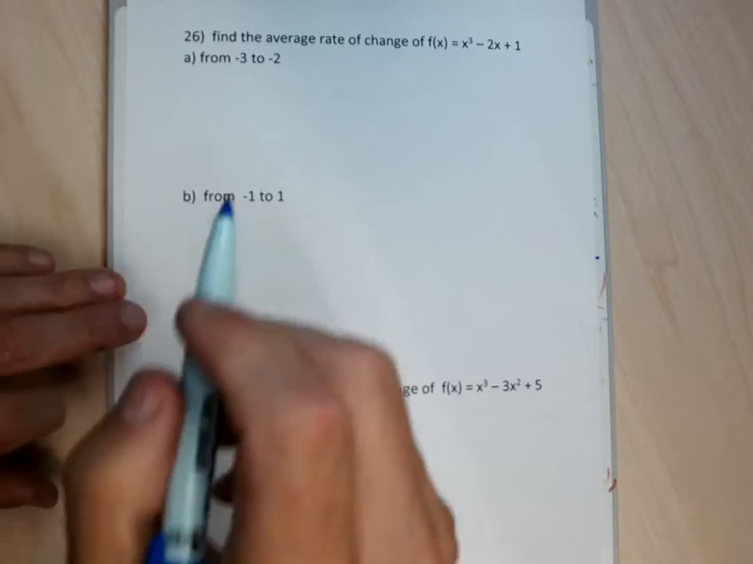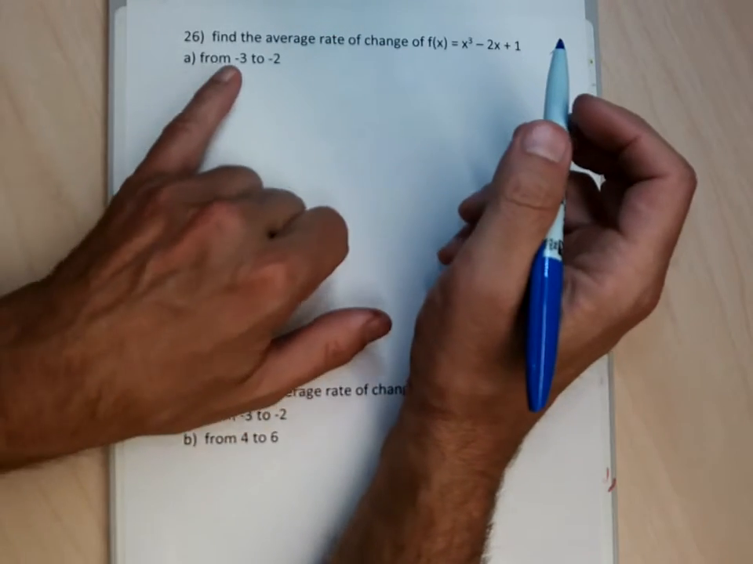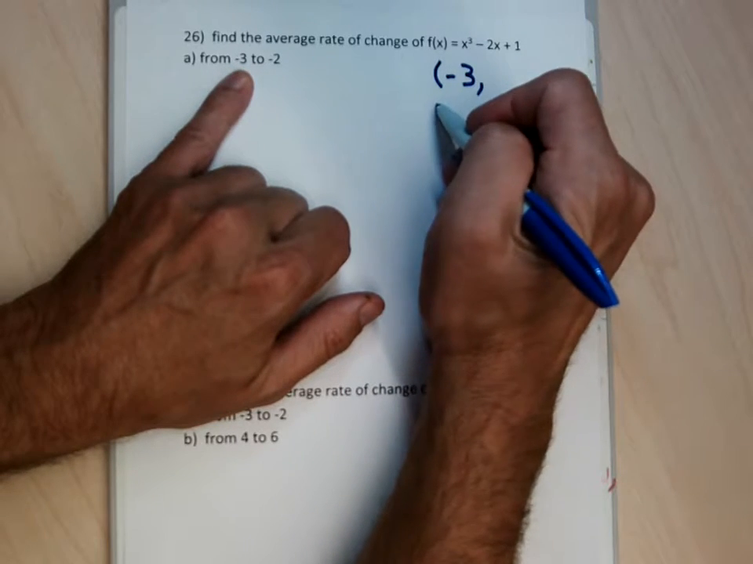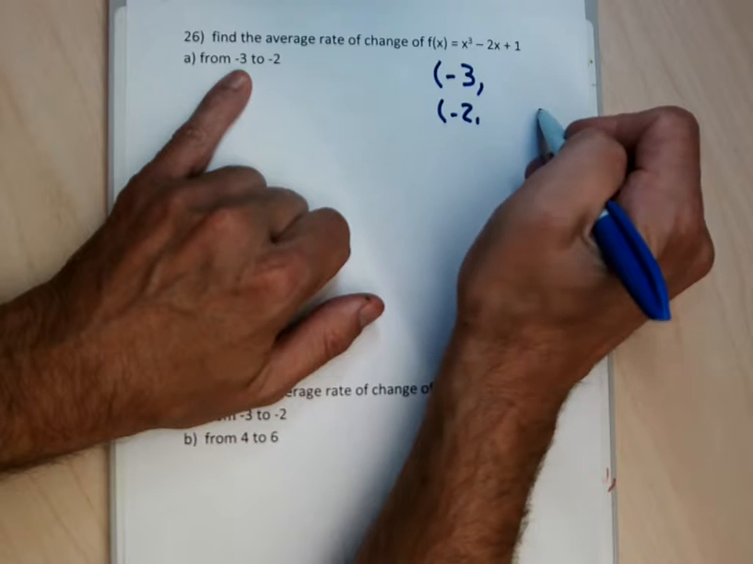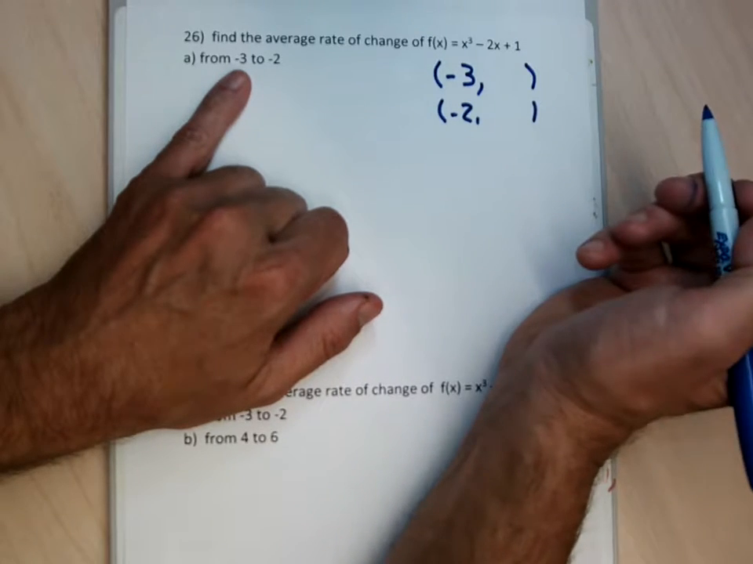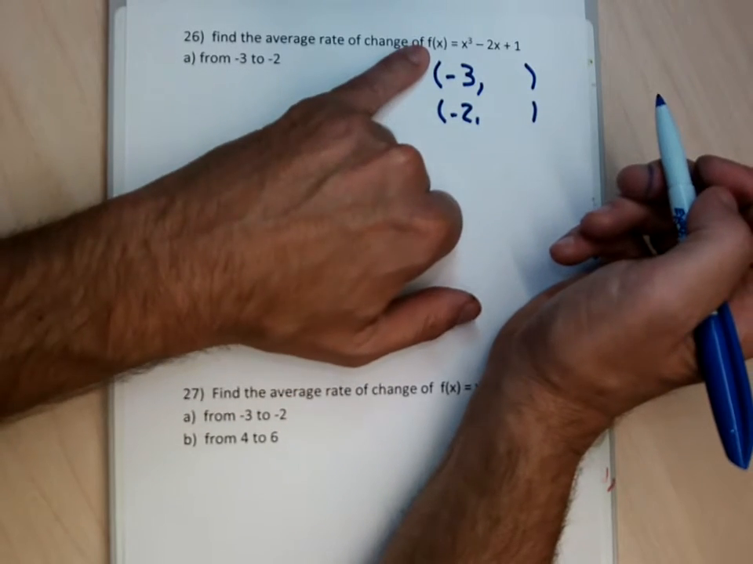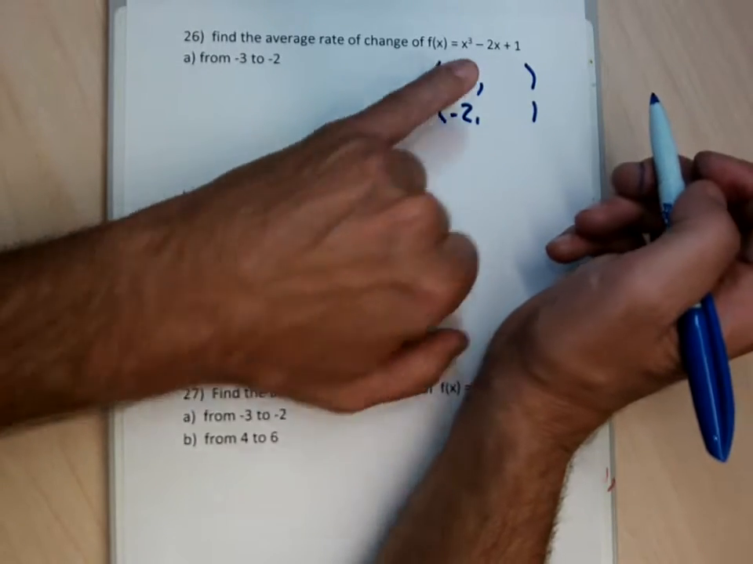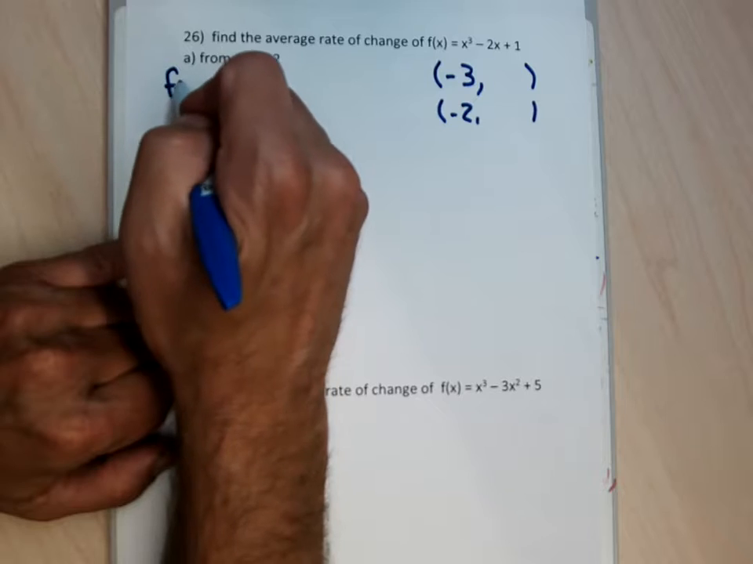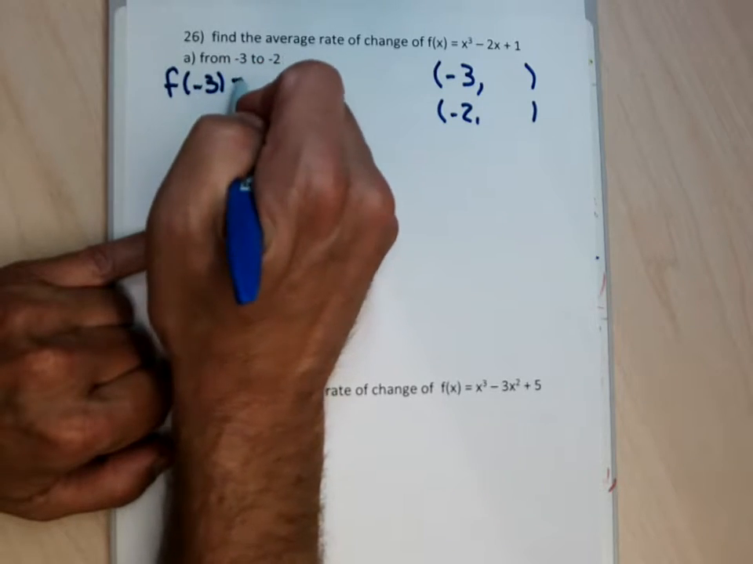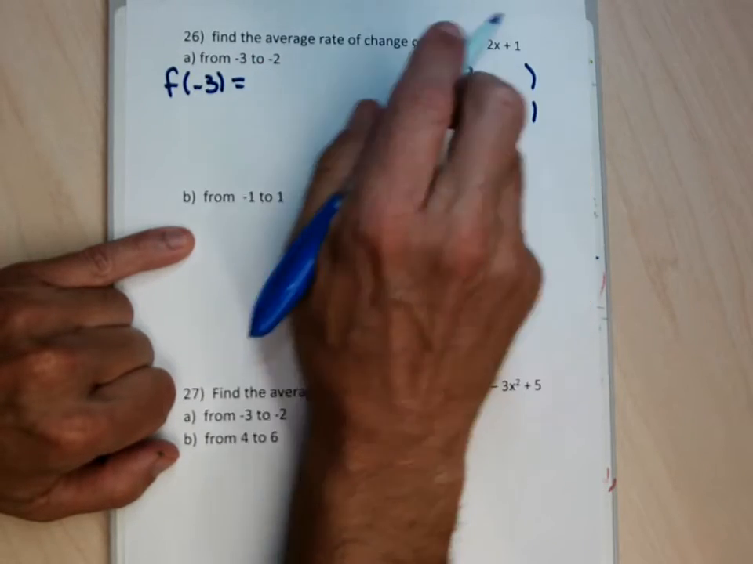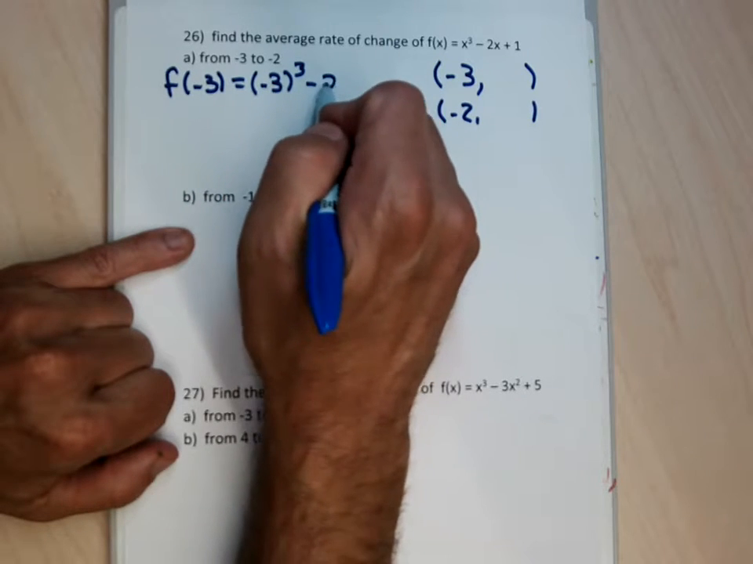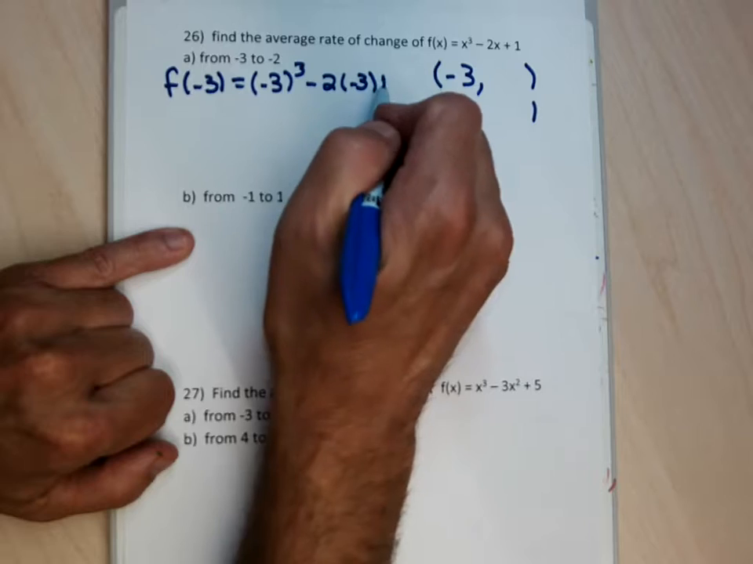For 26a, I need to create 2 points. I'm finding the average rate of change between x equal to negative 3 and x equal to negative 2. I have 2 x values. For each x, I need to get a y. For each x, I'm going to get the y by plugging my value of x into the function. For the first x, I'm going to plug negative 3 in for the x's. I'm going to get negative 3 cubed in parentheses minus 2 times negative 3 plus 1.